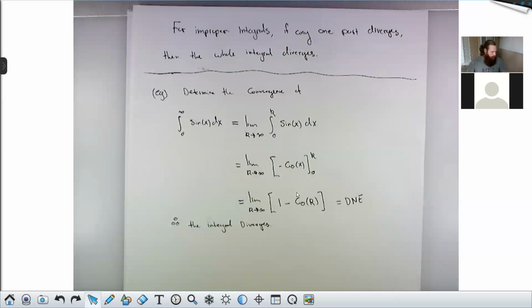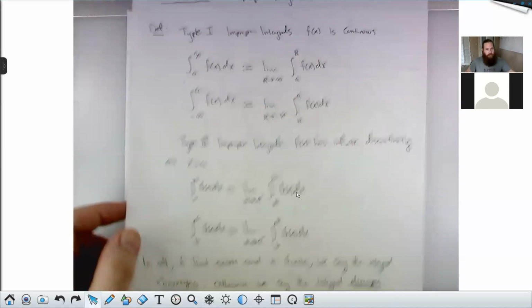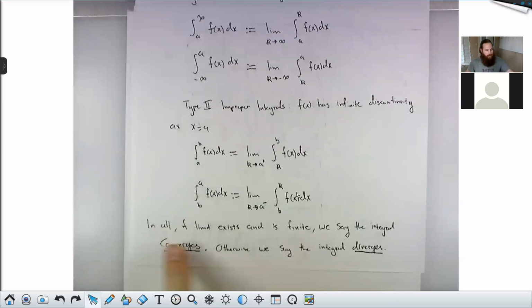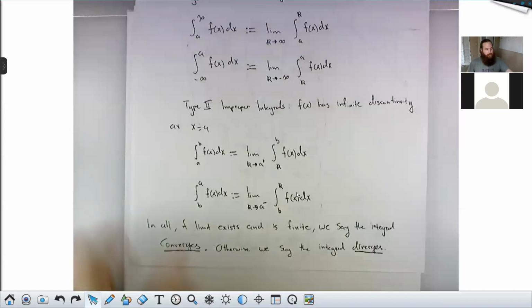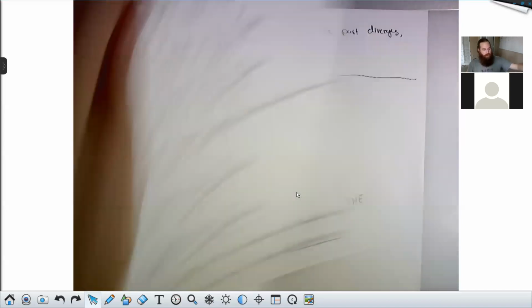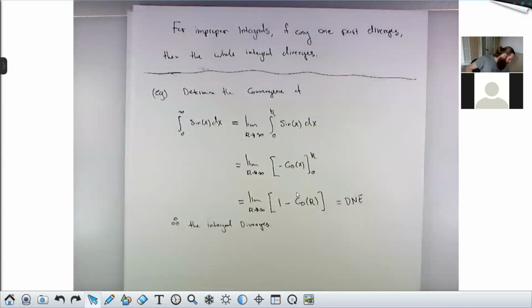So remember, the definition of convergent and divergent are here. If the limit defining the integral exists and is finite, then the integral converges. Otherwise, the integral diverges. So if whatever limit you're looking at doesn't exist or is not finite, then the integral is said to diverge. So this is a divergent improper integral.